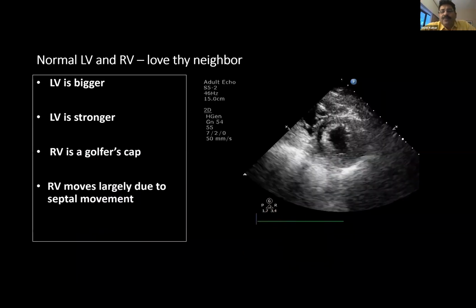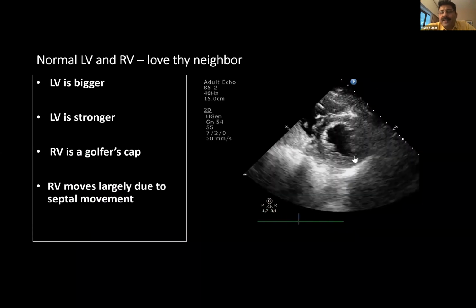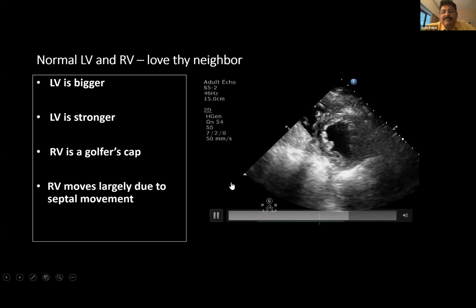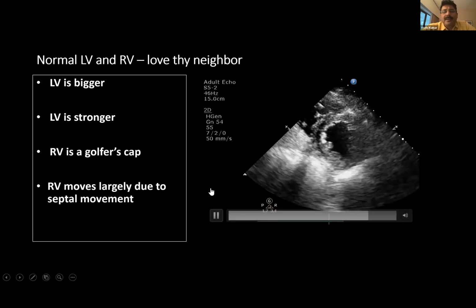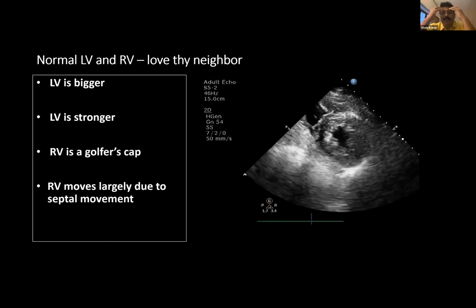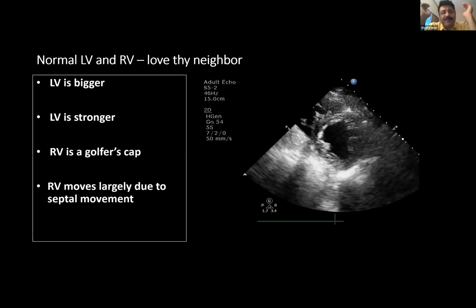Anyway, so now we move to, again, a short axis view at the papillary muscle level, and you can see the LV and you can see the RV. And now we look at the basic understanding of ventricular interdependence. So we take a view where we can see both the ventricles together, and the best view is a short axis view at the papillary muscle level.